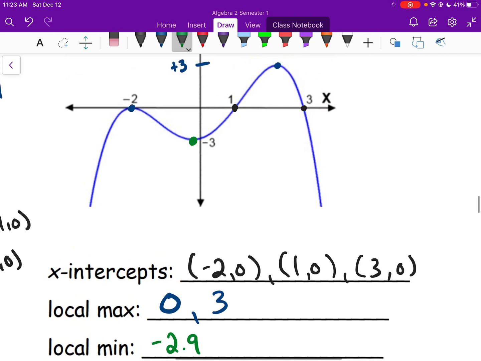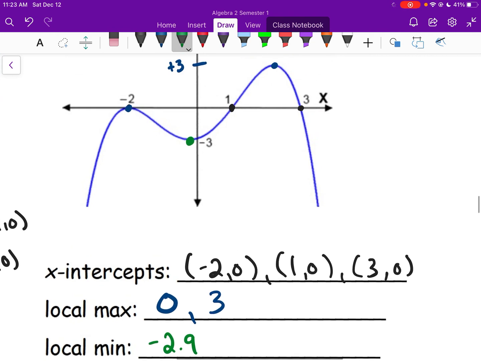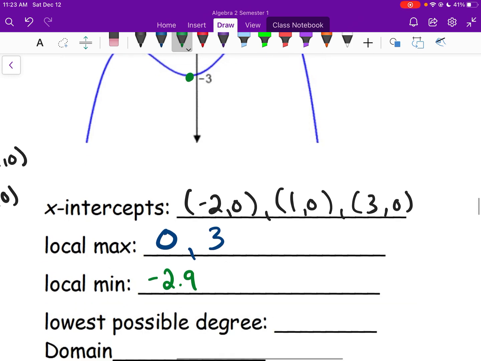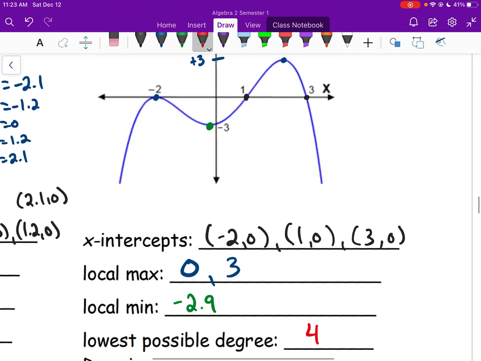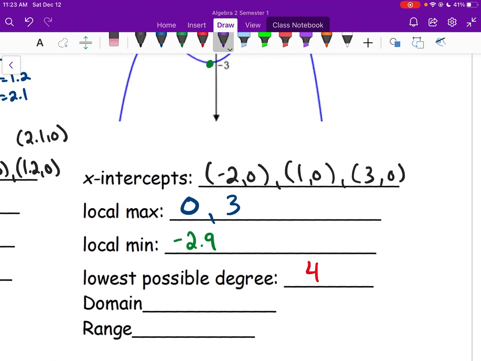Now, lowest possible degree. Okay, we got 3 turning points. And again, turning points is 1 less than the degree. Maximum number of turning points is 1 less than the degree. So in this case, 3 turning points. Lowest possible degree would be degree 4. Okay, domain looks like it's going left and right forever. So we're going to say x is the element of all the reals.